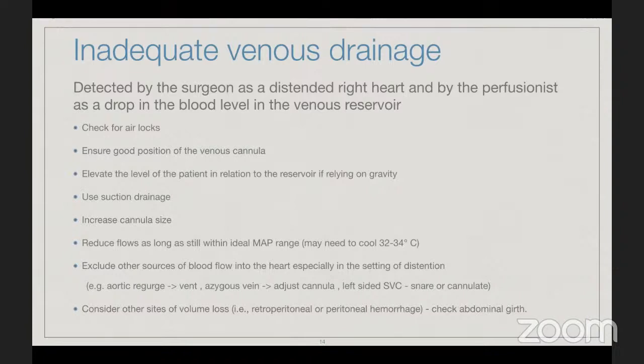If you have an airlock in one side of the bicaval cannulation, you can clamp the other side, so the venous blood volume will rise up from the other side, and it will help you push the airlock retrogradely toward the reservoir. I see. Am I clear? Yes, clear. Okay.